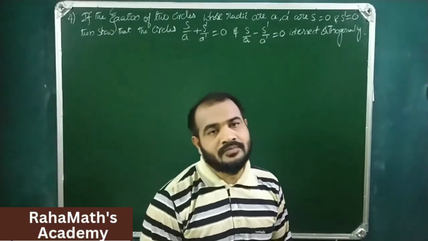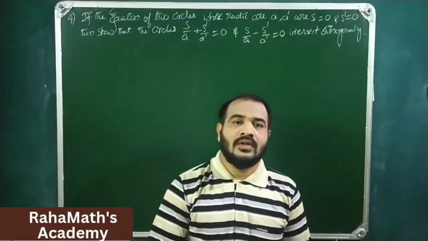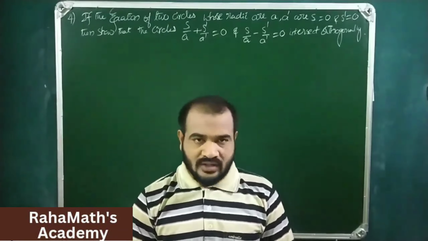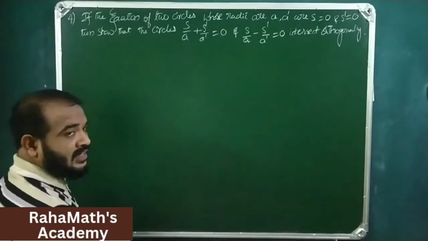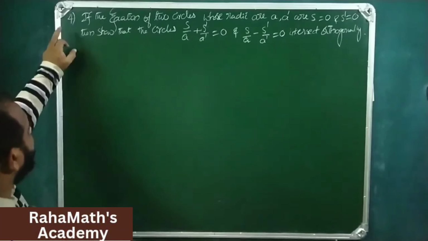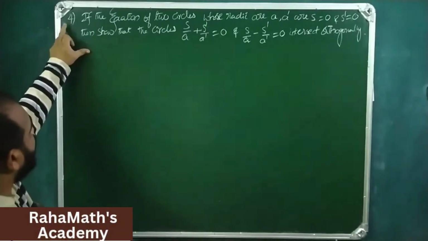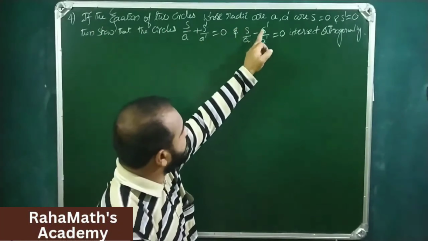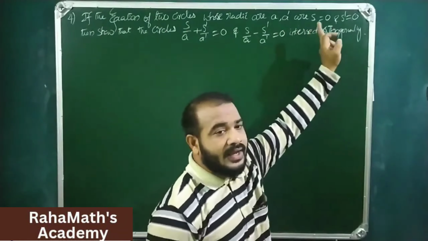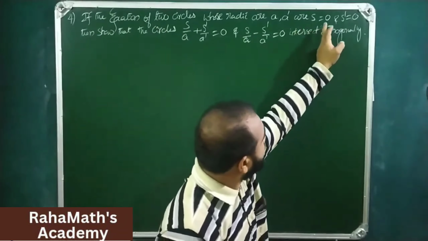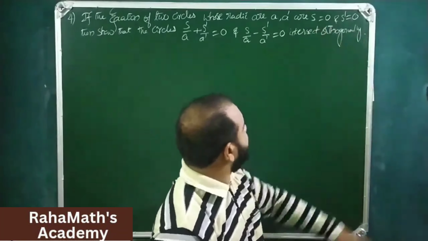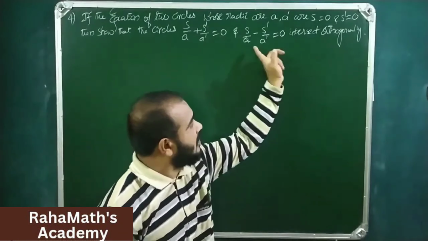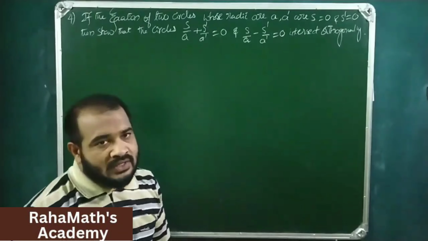Good morning, students. So we have been discussing the problems of the condition of orthogonality of two circles. Third Roman we have started in the previous class. Let us work out the fourth problem onwards. If the equations of two circles whose radii are a, a dash, are S equals 0 and S dash equals 0, then show that the circles, this circle and this circle, intersect orthogonally.